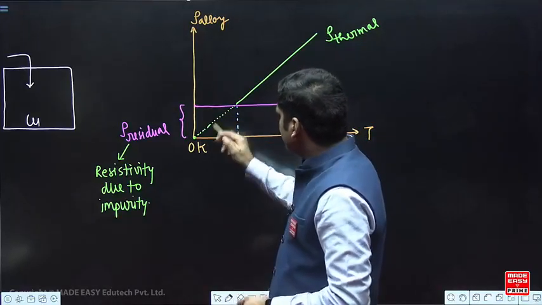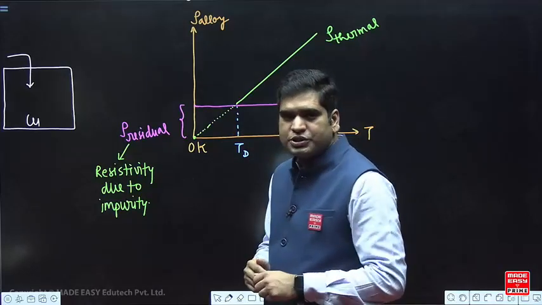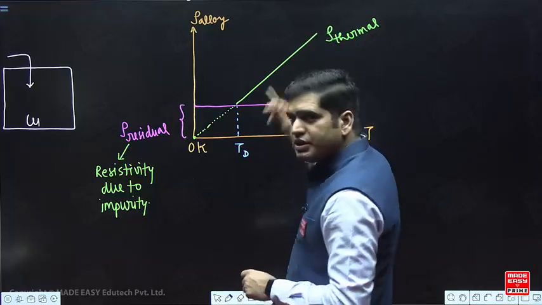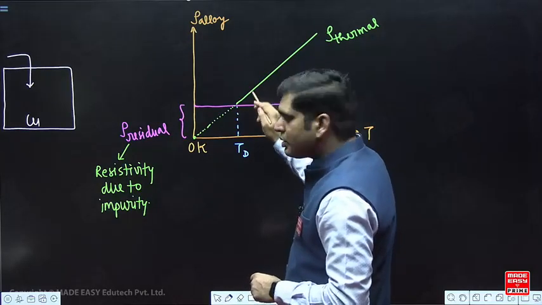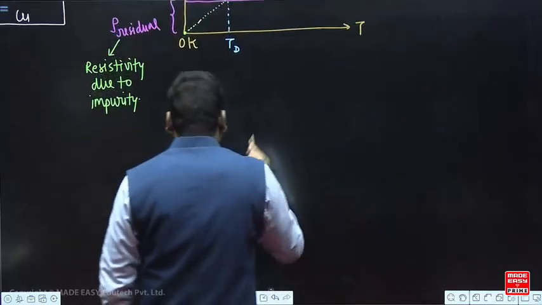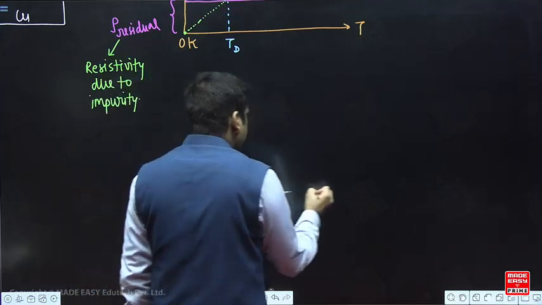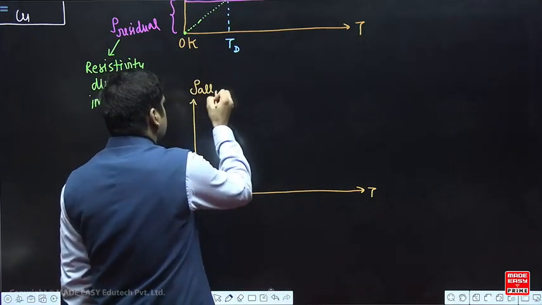So if we ignore this value, then up to this point we have a constant value of resistivity, and beyond that, the total resistivity is linearly increasing. Beyond that, the resistivity is the sum of these two components, residual plus thermal, and that is a linear function. So you can have the total resistivity of the alloy like this. This is temperature and this is rho alloy.